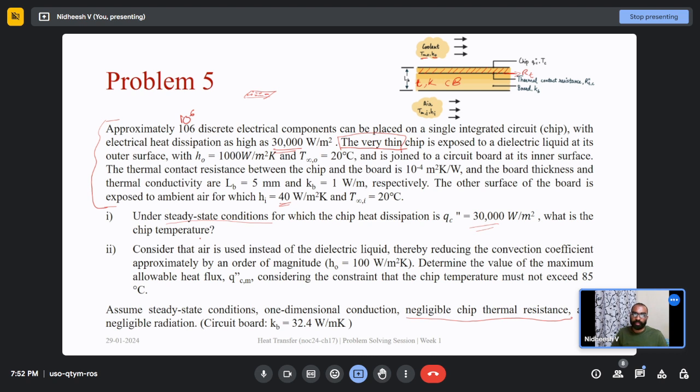The chip is generating some heat and it is dissipating some heat. We need to find out the chip temperature. Can someone guide me through how I can tackle this problem, or what is the approach to solve this problem?